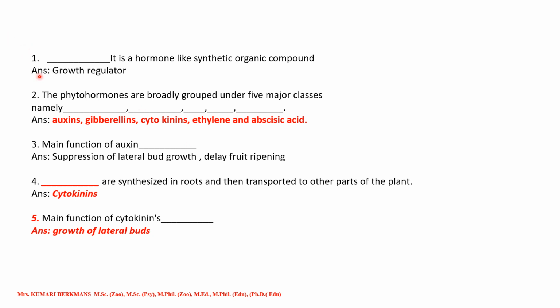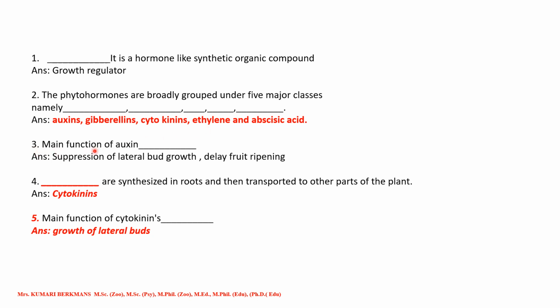Number 1, dash is a hormone-like synthetic organic compound. It is called a growth regulator. It is a plant hormone. Plant hormones are called growth regulators. Number 2, the phytohormones are broadly grouped under 5 major classes, namely auxins, gibberellins, cytokinins, ethylene, and abscisic acid.